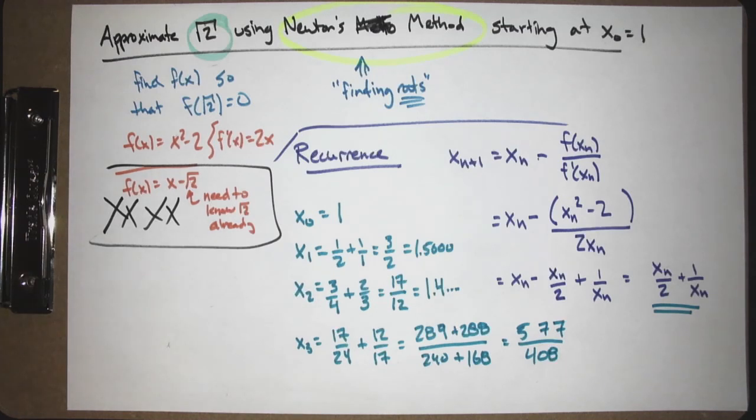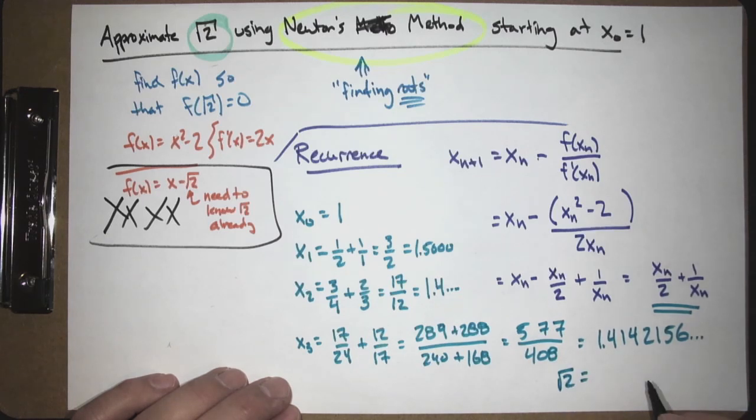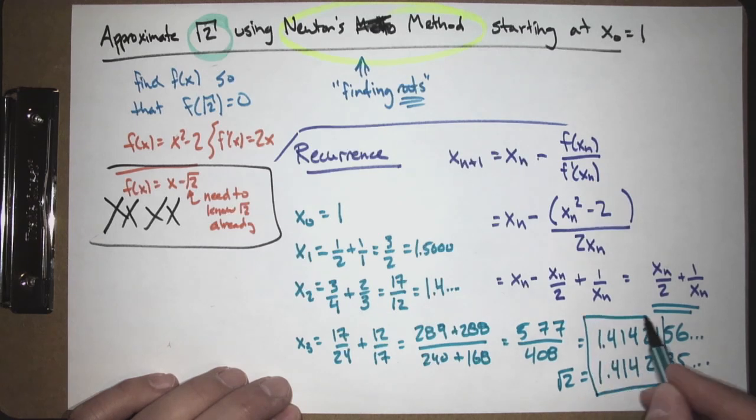Does anybody have a calculator? And can we check what that is? 577 over 408? 1.414215686... More digits? 2156. Okay, so that's x3. Since you have a calculator, what's square root of 2? 1.41421356. How close are we?